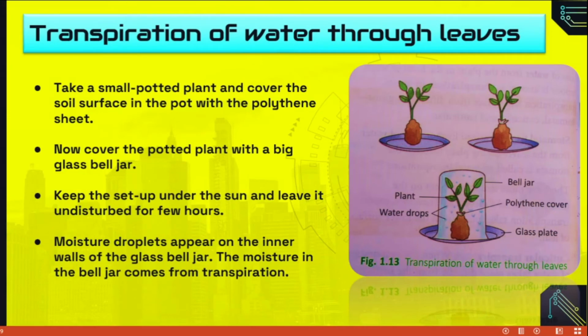Okay, so look at this picture. Transpiration of water through the leaves. How can we do this? Take a small potted plant and cover the soil surface in the pot with a polythene sheet. Okay, that is how to cover the bottom of the potted plant using a polythene sheet.